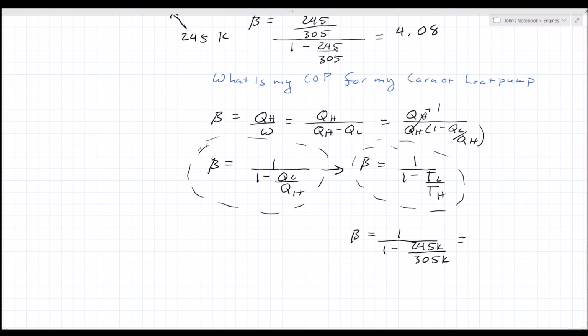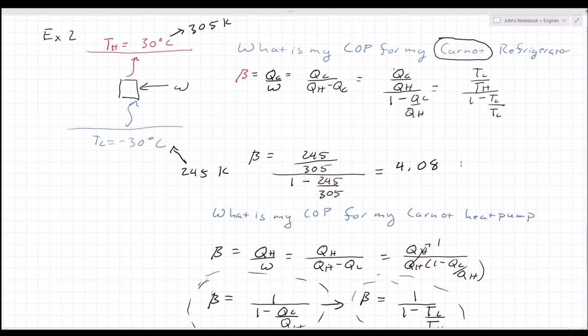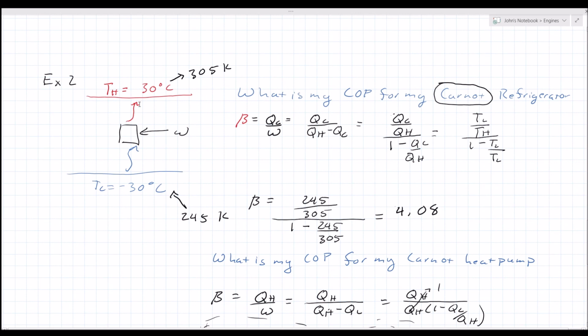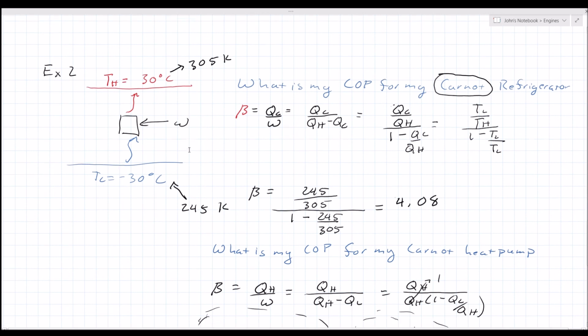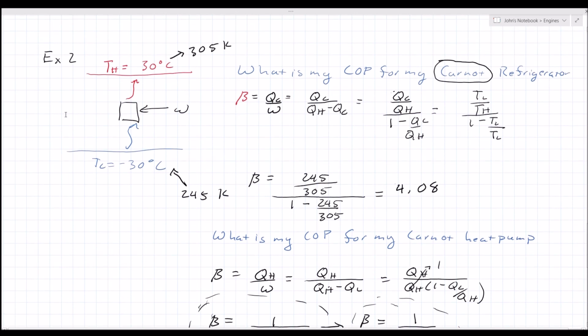Here we go, is equal to 5.08. Notice how my coefficient of performance for my Carnot heat pump is higher than my coefficient of performance for the Carnot refrigerator, because I am pumping heat into my hot body, while in the refrigerator, I am removing heat from my lower body. They are two different systems, even though they have the same thermal diagram.